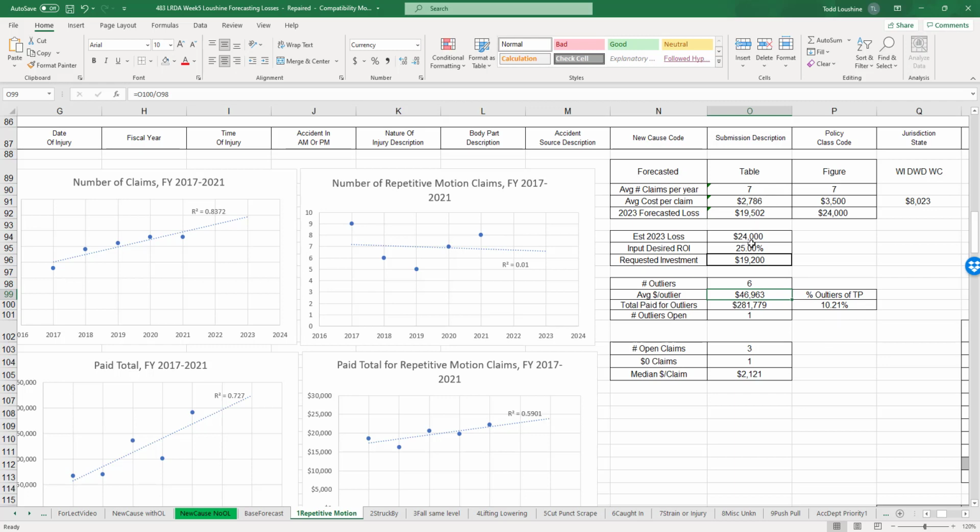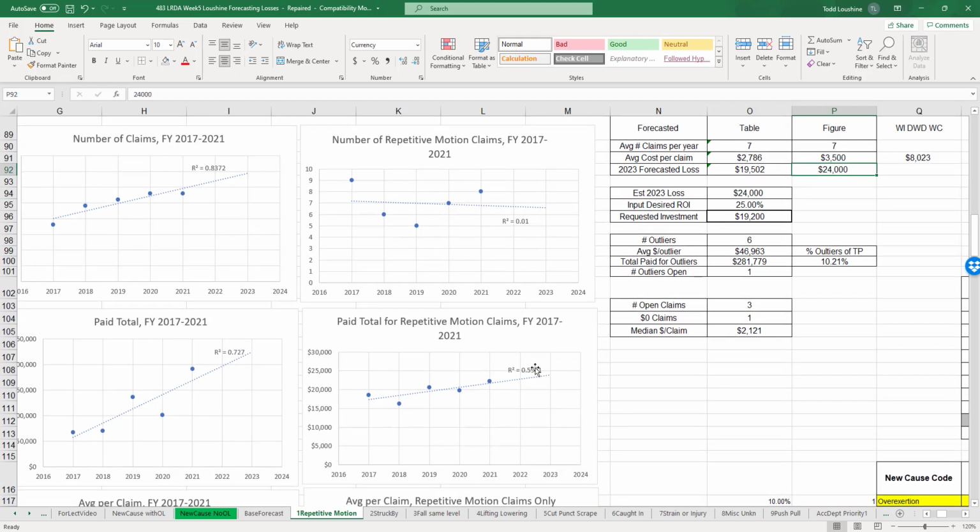Let's see here. So through this forecast, what I decided to use was the 24,000. Why did I choose that? Because we've got a good R square value, seems to be a pretty consistent trend. It's not super skyrocketing or anything. It seems pretty consistent. And having this much as far as outliers, I felt comfortable in going with the higher of the two numbers, though they're not that different.